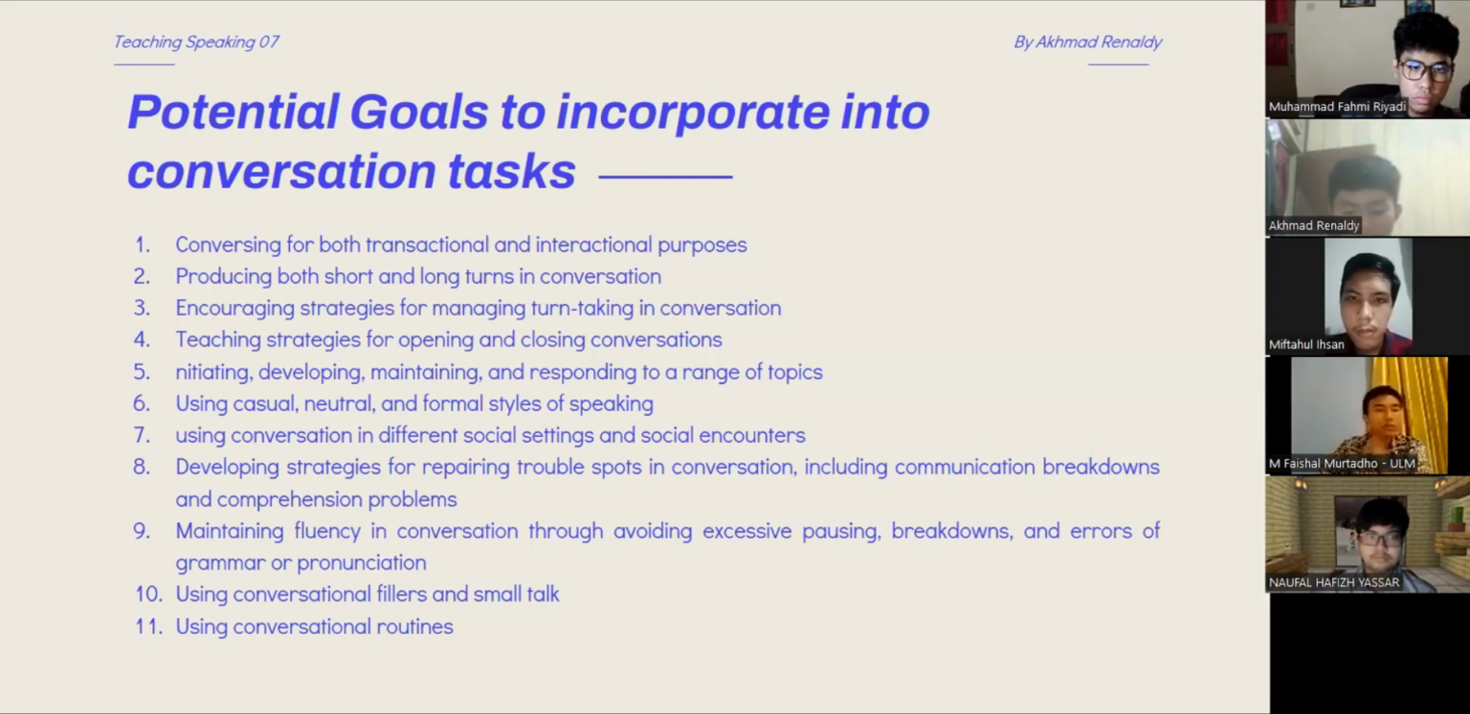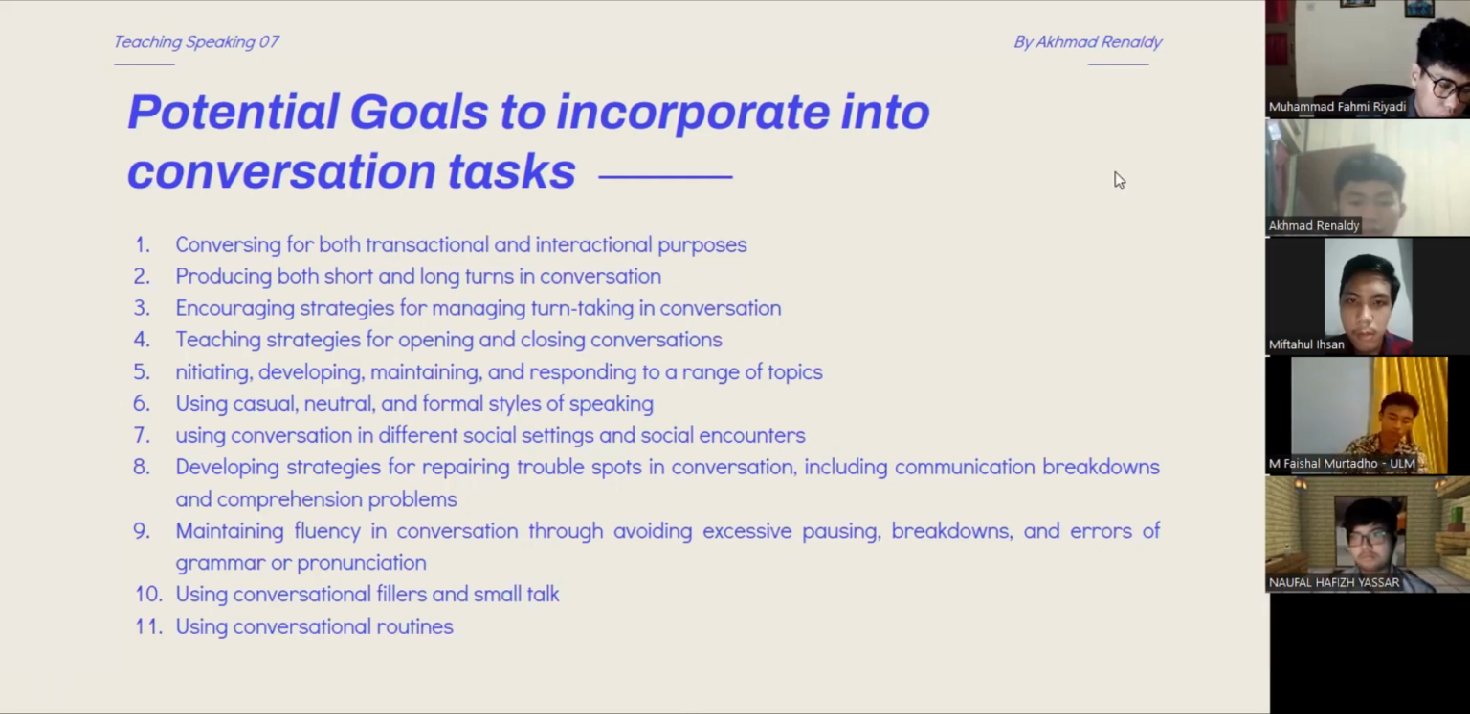Number five, initiating, developing, maintaining, and responding to a range of topics. Number six, using casual, neutral, and formal styles of speaking. Number seven, using conversation in different social settings and social encounters. Number eight, developing strategies for repairing trouble spots in conversation, including communication breakdowns and comprehension problems.